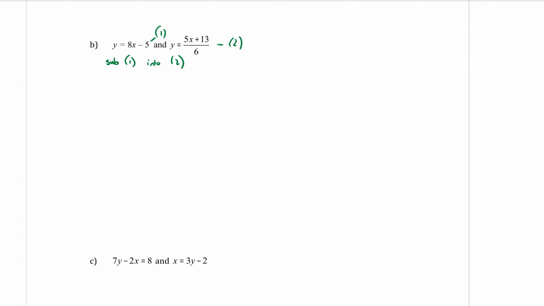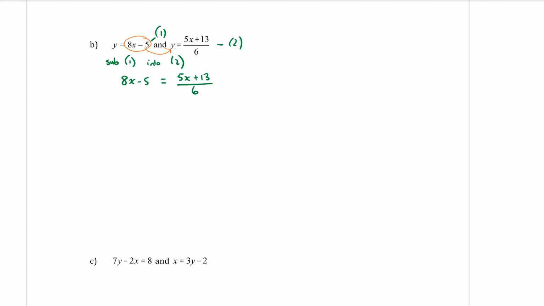Now that is y equals 8x minus 5, that's the y, and it's going to go into the second equation where the y is. It replaces the y. So let's write that down. The y is 8x minus 5, and that's equal to (5x plus 13) over 6.